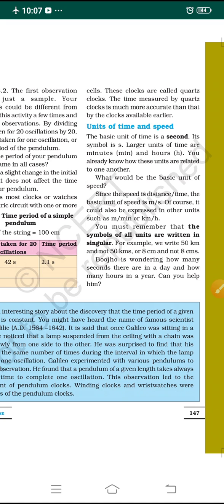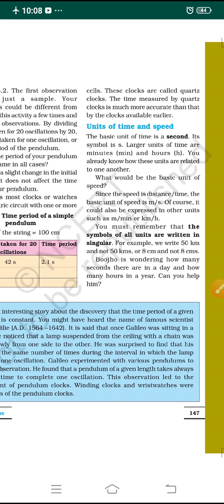Since speed is measured in terms of distance covered divided by time taken, the basic unit of speed is, where distance is measured in meters and time is measured in second. Of course it could also be expressed in other units, that is distance can also be measured in kilometers and time in hours. That's why there are two units you can use to measure speed, either meter per second or kilometer per hour.